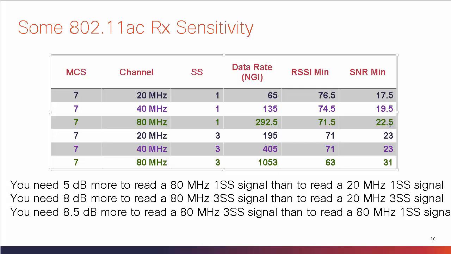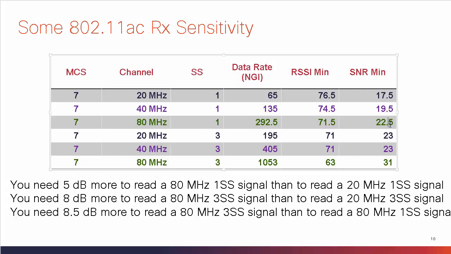In other words, if you and I sit next to each other at the same distance from an access point, and I'm using a 20 MHz wide channel device, and you are using an 80 MHz wide channel transmission, with only 17.5 dB SNR, I can read the signal. But at the same location as I am, with your 80 MHz transmission, you just cannot read it. You have to get closer to the access point to get a stronger signal and to get a stronger SNR.